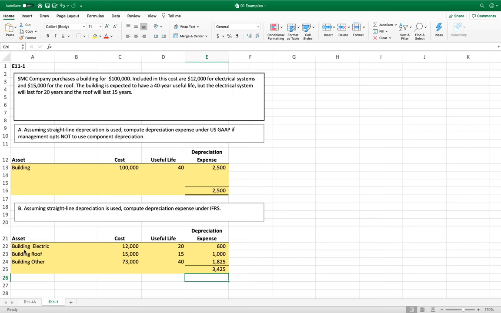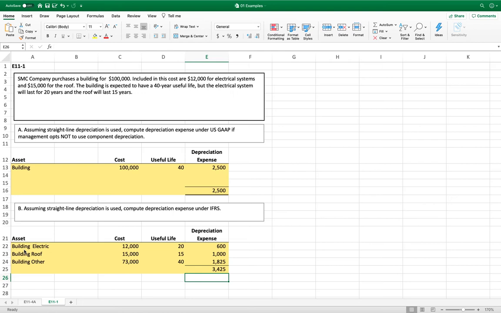Management, obviously, is going to prefer a higher net income because it makes it look like they're doing a better job. So management, when given the option, of course, is going to choose not to use component depreciation because component depreciation would have made their net income lower.